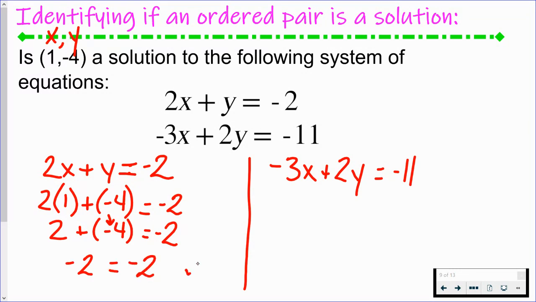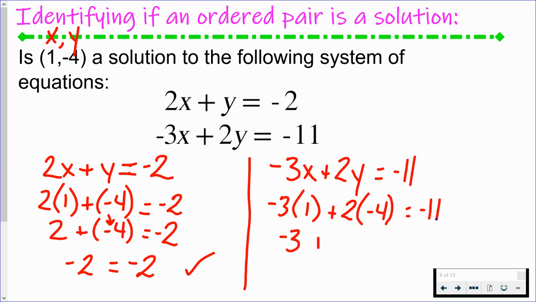Ding, ding, ding. Okay, it works for that one. However, I can't just say, yes, it is a solution, because in order for it to be a solution, it needs to be a true statement for both equations. So let's go over to the second one, and I'm going to do -3 times 1 plus 2 times -4 equals -11. -3 times 1 is -3 plus 2 times -4 is -8 equals -11.